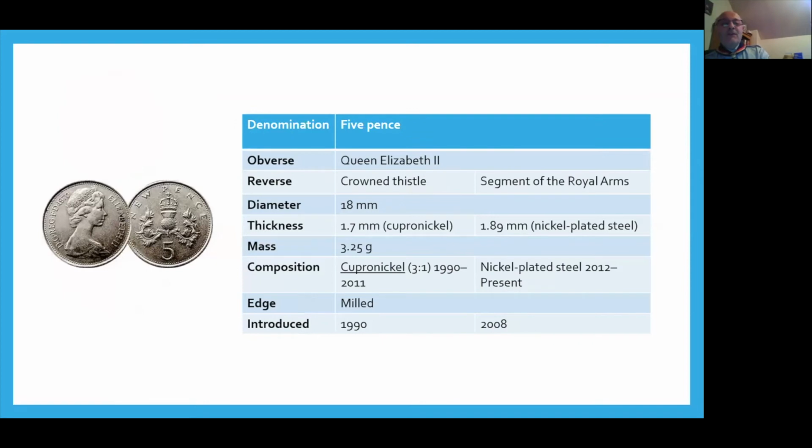Then you go to the 5 pence. Some of you guys have got these. Again, Queen Elizabeth, but this is a thistle on the background. Now we call these coins silver, but did you know there's no silver content in them? None. There used to be.